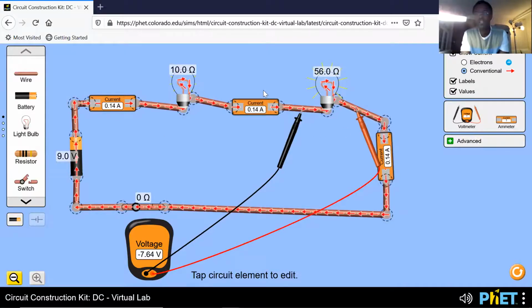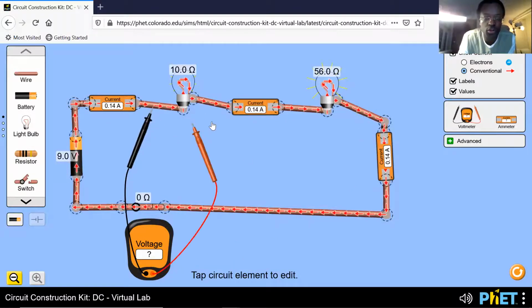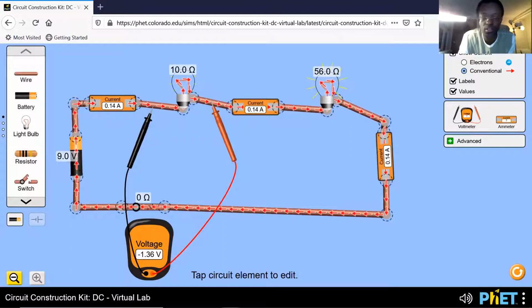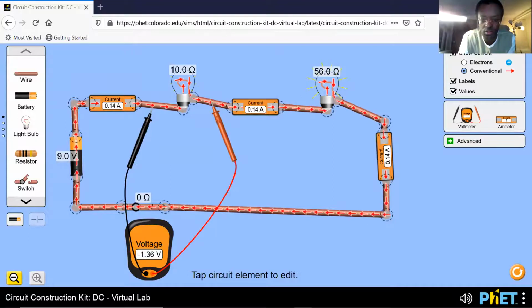So that's why. Basically, the voltage is being shared. If you add up the two, you should find the voltage of the battery. So what did we say? 7.64 plus 1.36. Isn't it 9? Let me do that on my calculator. 7.64 plus 1.36. Yeah, it's 9.